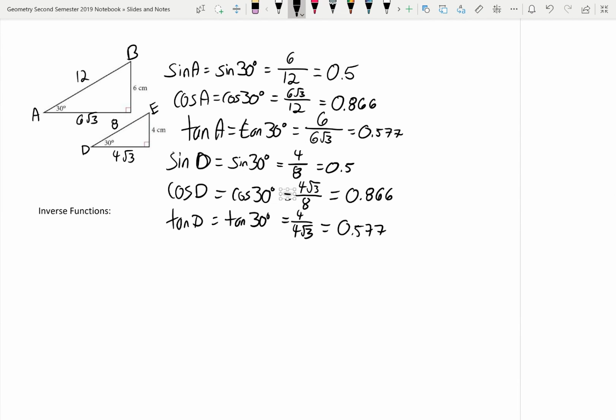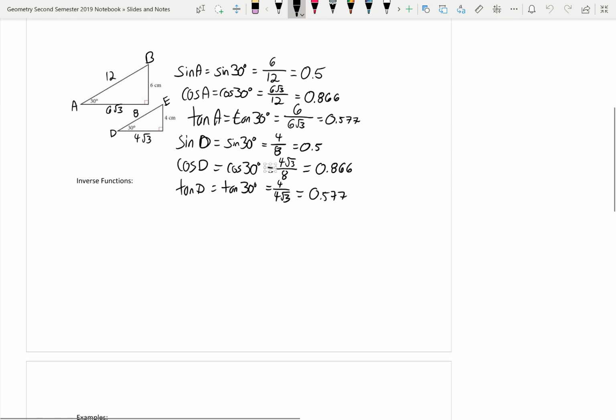So you can see that tan of D, cosine of D, and sine of D, sine of 30 degrees, even though the triangles are different sizes, they end up being the same ratio. That's the power of trigonometry. So we can use this to solve problems.